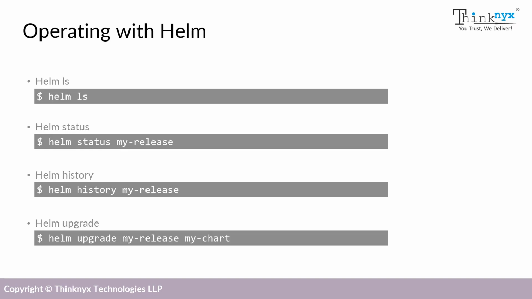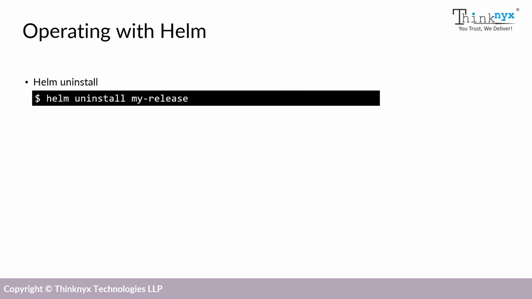Next is helm uninstall. The helm uninstall command removes a release and deletes all associated resources from the Kubernetes cluster. For example, helm uninstall myrelease. This command uninstalls and deletes the myrelease deployment from the cluster, cleaning up all associated resources.